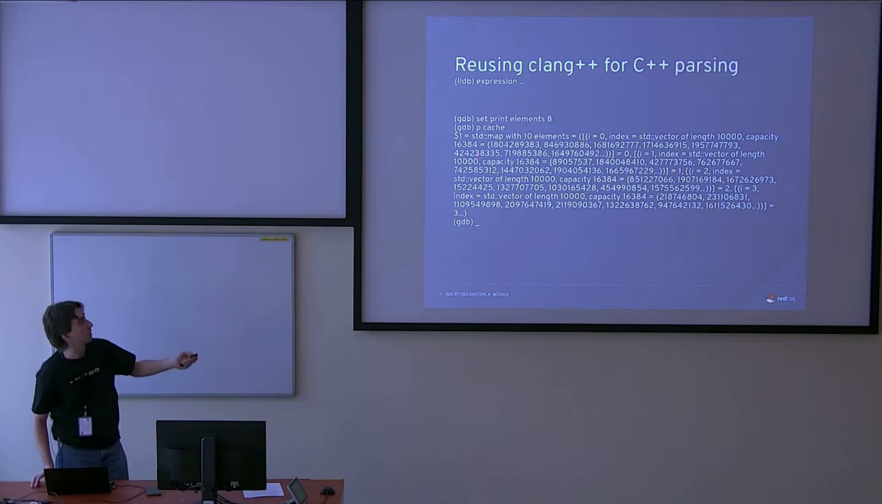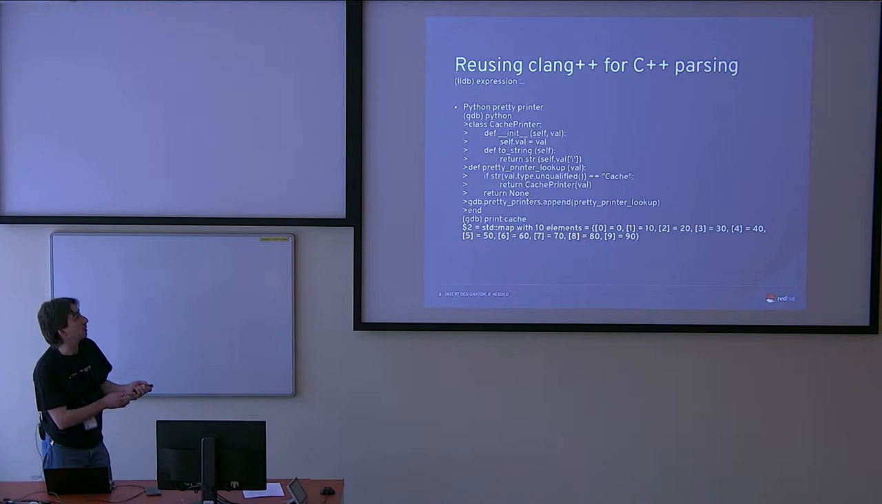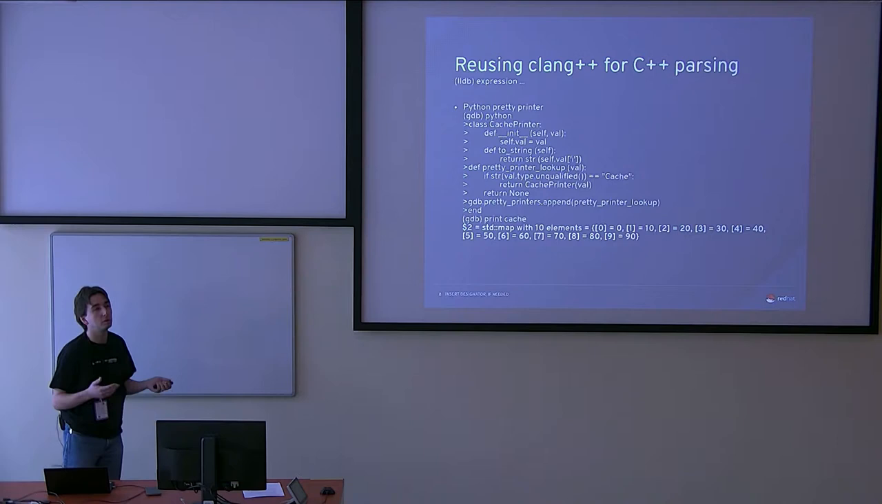So we can write a Python pretty printer in GDB, and it really works. And finally, we see the content of the cache, on each of the elements the index and value, and we have stripped the unimportant acceleration cache in each of the elements.